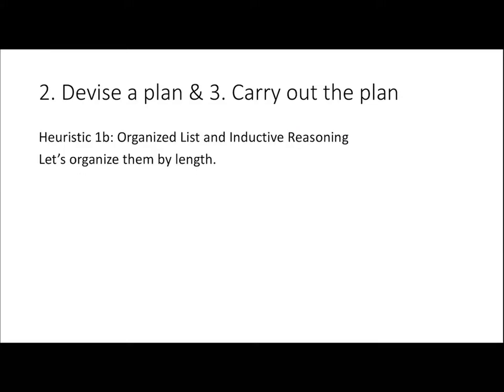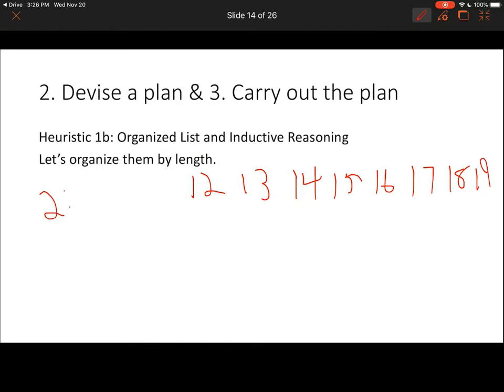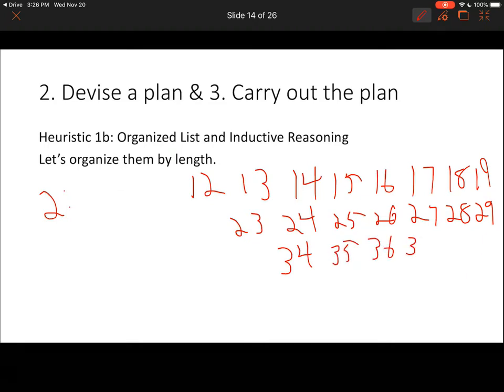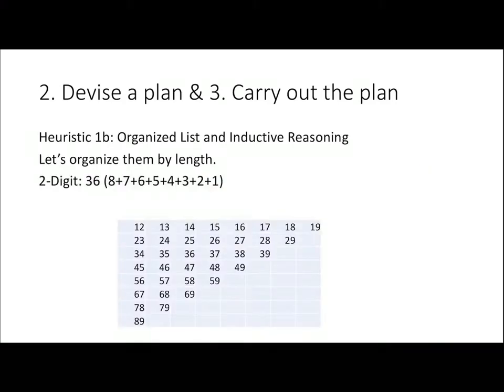Another way you could do this is organize them by length, and let me just go through that argument quick too. If you start with 2-digit numbers, you just need to list those out. 12, 13, 14, 15, 16, 17, 18, 19, and then 23, 24, 25, 26, 27, 28, 29, 34, 35, 36, 37, 38, 39, 45, 46, 47, 48, 49, 56, 57, 58, 59, 67, 68, 69, 78, 79, and 89, which I actually have on this next slide. Okay, there those all are.